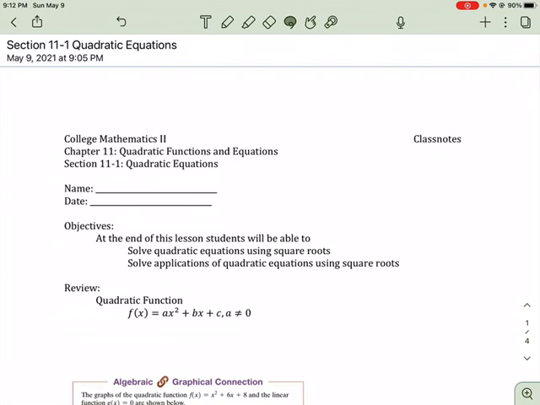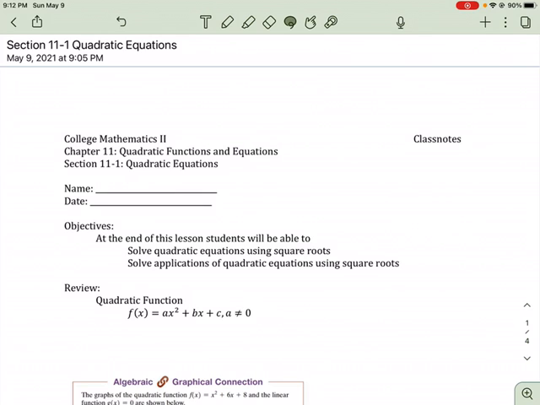Hi everyone. So today we're going to work on quadratic equations. We're going to talk about how we solve using quadratic equations, and we're going to learn some techniques about solving by square rooting both sides, and solving some applications involving square rooting both sides.